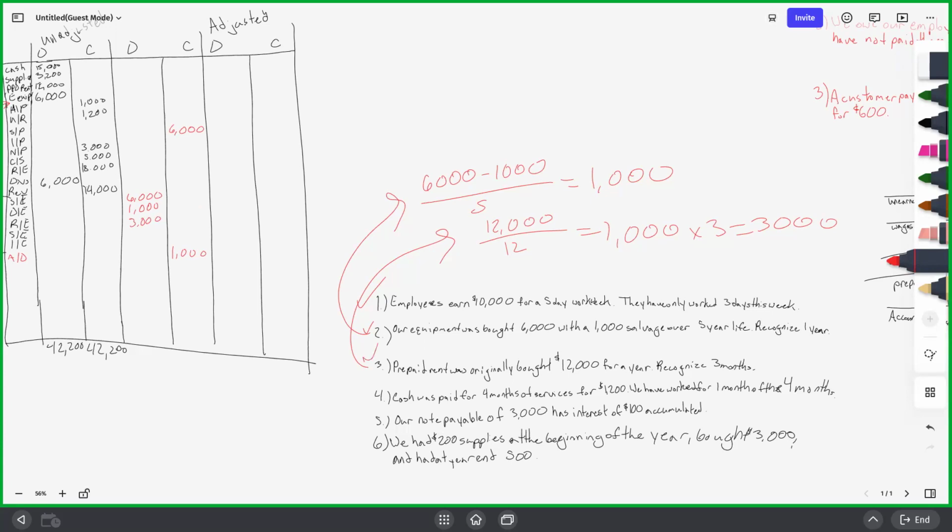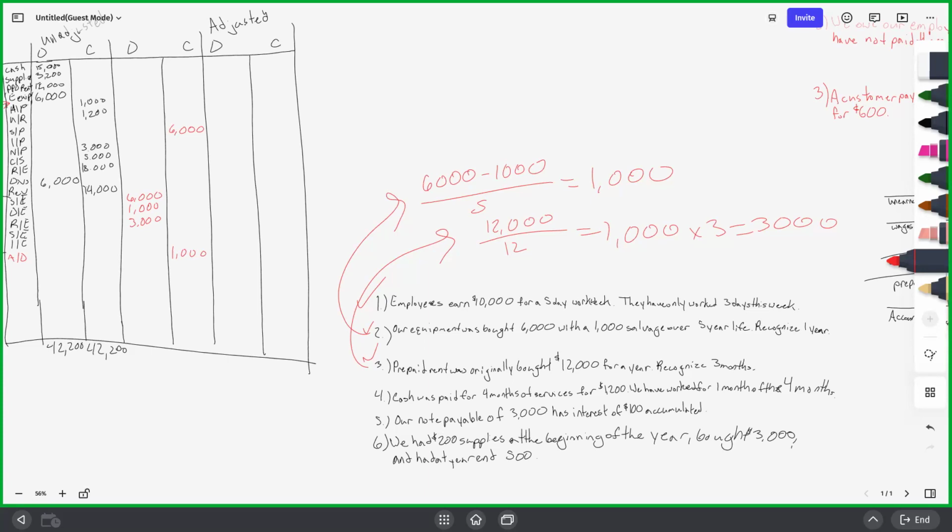So now we're on to cash was paid for 4 months of service for 1,200. We have worked for 1 month of the 4 months. What's happening? Did service, 300, service payable, 300. It's not service expense and service payable. So this is a case where someone has paid us money up front. We've already got that. So what typically goes with the first journal entry when we're handed that money?